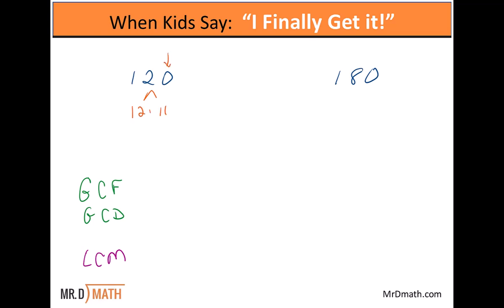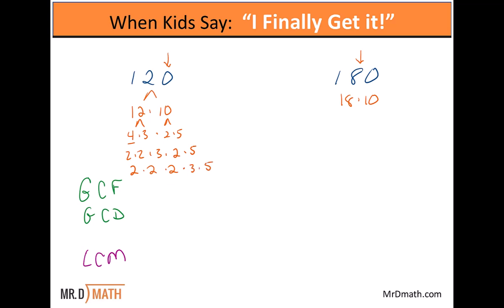It's 12 times 10. Oh, how about that? How about 180? Same thing. It's a 10. It's 18 times 10. You already noticed they have some things in common. But let's keep going. 12 is 4 times 3, and we know 10 is 2 times 5. Our 4 is 2 times 2. We have 2 times 2 times 3 times 2 times 5. Let's write them in order. 2 times 2 times 2, there's that 8 again, times 3 times 5.